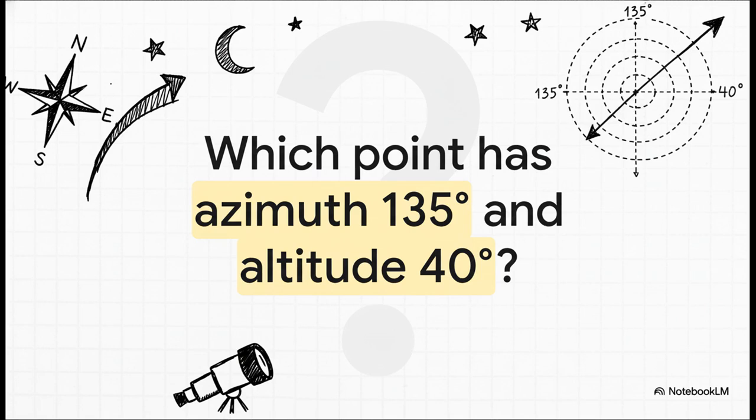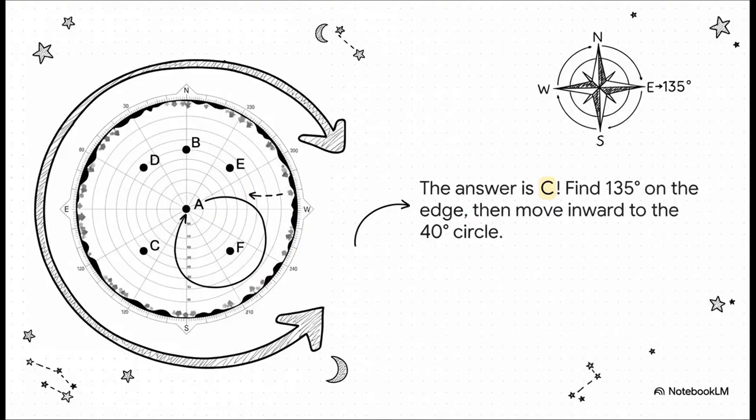Okay, you ready for a little pop quiz? Let's test out this celestial GPS. Take a look at the map here. Can you find the point that has an azimuth of 135 degrees and an altitude of 40 degrees? Go ahead, take a sec. Did you find it? It's point C.